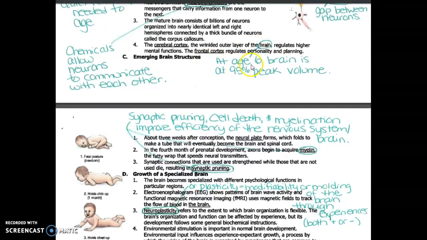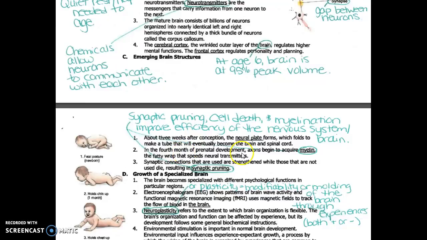I want to point out that by age 6, the brain is at 95% of its peak volume. So by age 6, all that development and growth is happening in the brain. Then 5% of the volume is left to be acquired after age 6. So much is happening in those first 6 years. About 3 weeks after conception, the neural plate forms, which folds to make a tube which eventually becomes the brain and the spinal cord. So brain development starts happening at 3 weeks after conception.